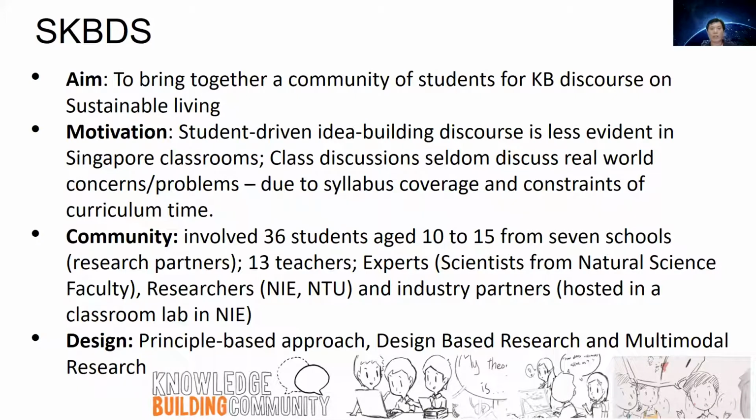So we managed to put together a community that involved 36 students, aged 10 to 15, from 7 different schools. These include primary and secondary schools, 13 teachers, and experts who are scientists from our natural sciences faculty, researchers from NIE, NTU, and industry partners, coming together to build knowledge on sustainable living.